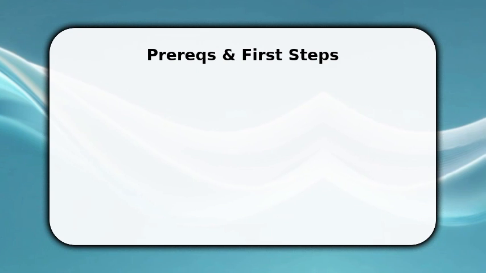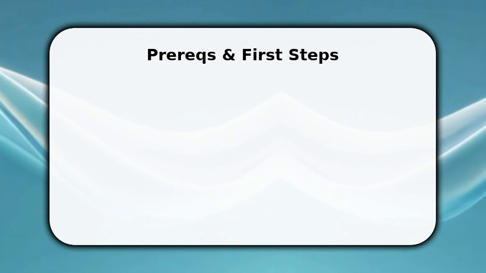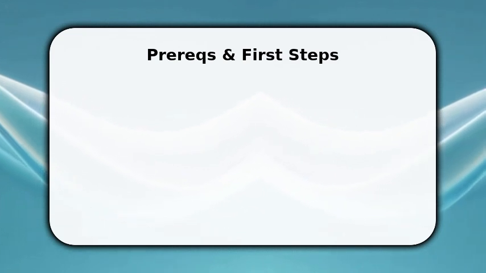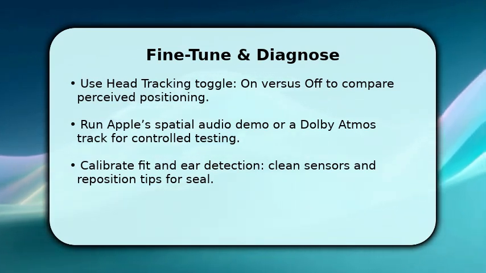Now that spatial audio is active, play a supported Dolby Atmos or spatial track, so you have live audio to test and adjust in the next steps. Now you'll refine and diagnose. Start by toggling head tracking on and off to hear positional differences.